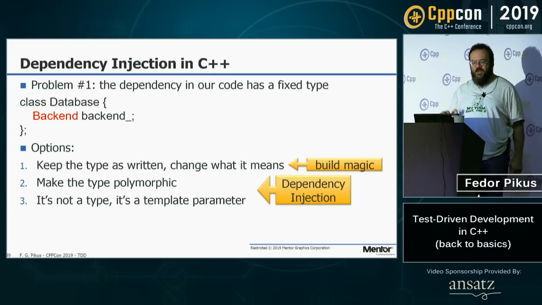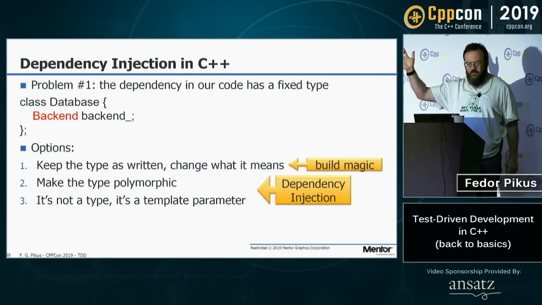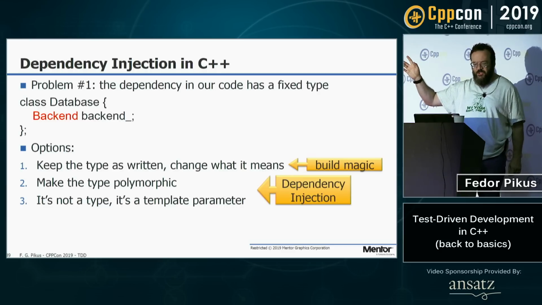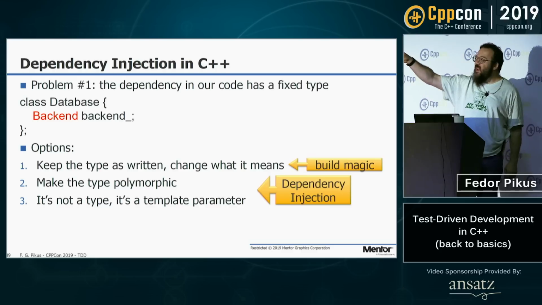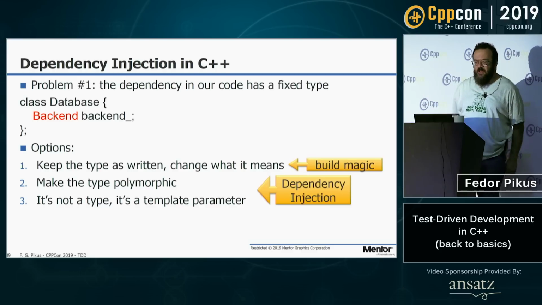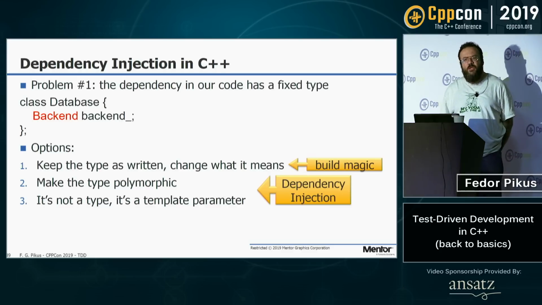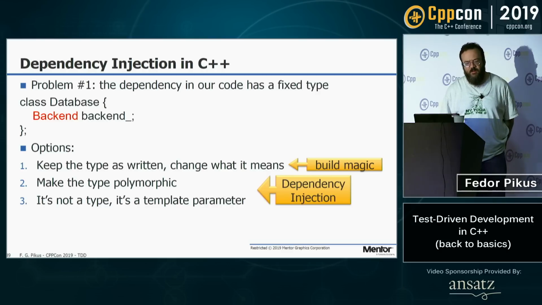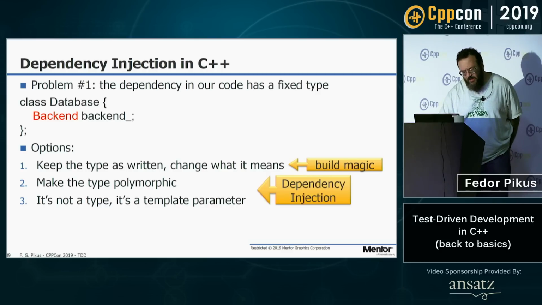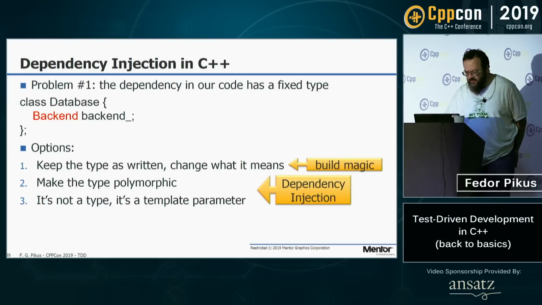Well, our test double is a different type, three ways. Keep the code as written, change what it means. That was the build magic. Keep the code as written, but make the type change at runtime, runtime polymorphism. That's dependency injection. That backend, that's actually not a type. It's a template parameter, also dependency injection. So two ways to do this.